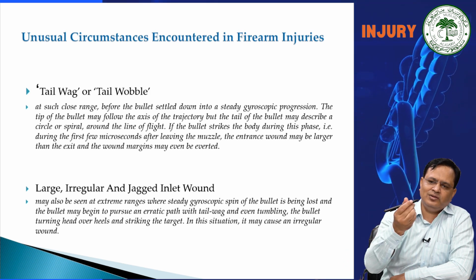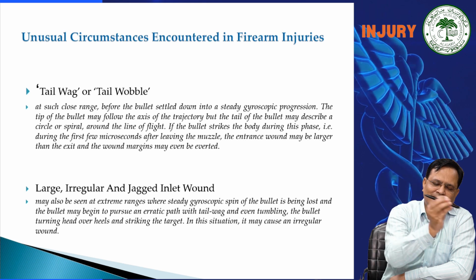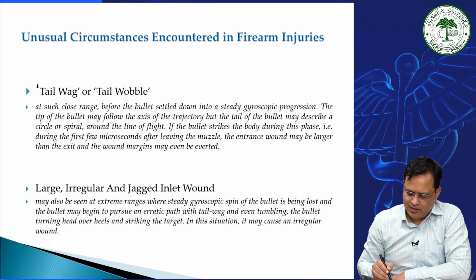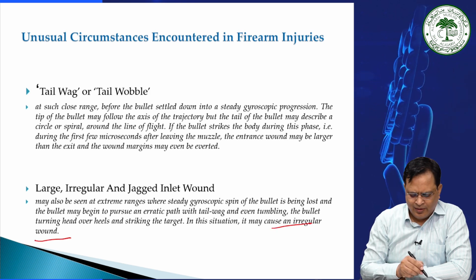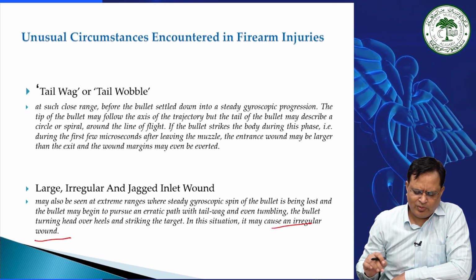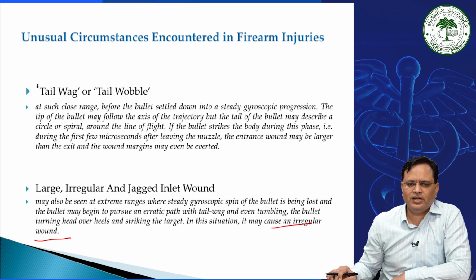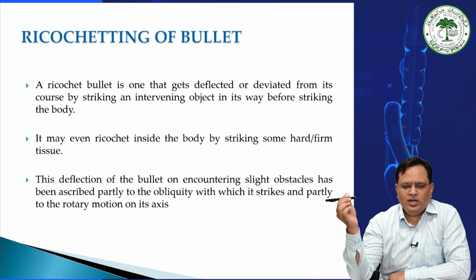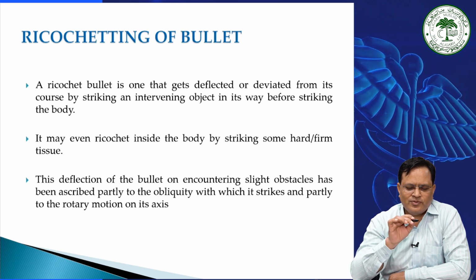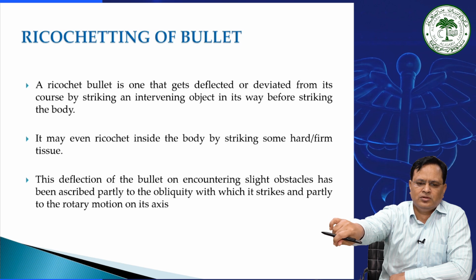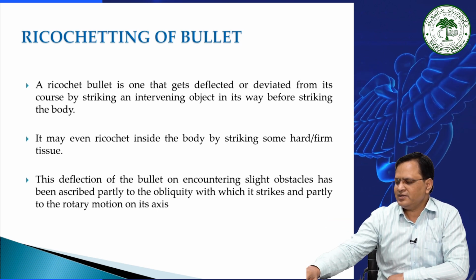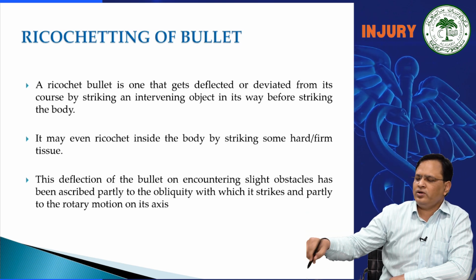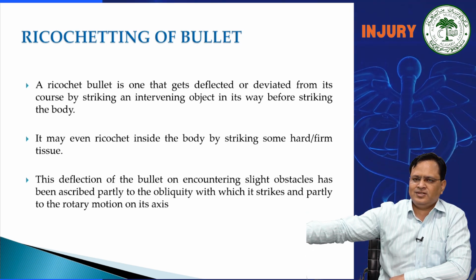Again there it is lost, and the bullet has turned like this and is striking on the other side. It can cause an irregular wound. These are very extreme phenomena, but we have a very common phenomenon, that is ricocheting of the bullet. It means that during the trajectory, the bullet strikes some surface and changes its course. Suppose it is striking this and it changes its course. It is striking this and this changes. Suppose this is a bone, it strikes and changes its course.